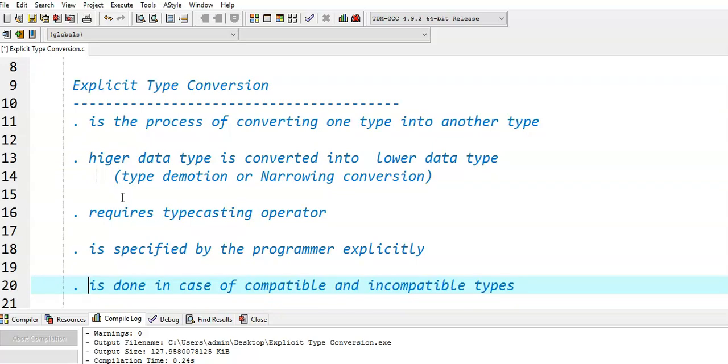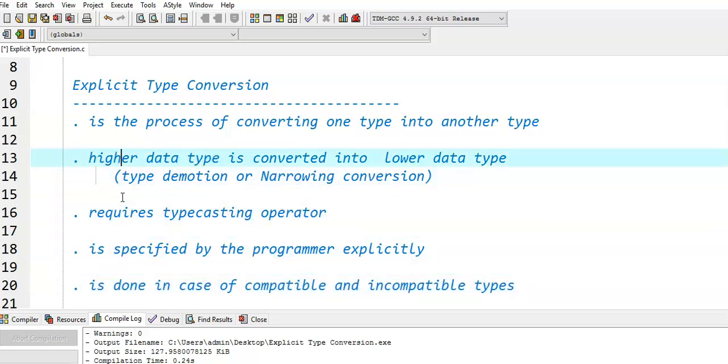In general, in explicit type conversion, a higher data type is converted into a lower data type value, and this type of conversion from higher data type to lower data type is also called type demotion or narrowing conversion.